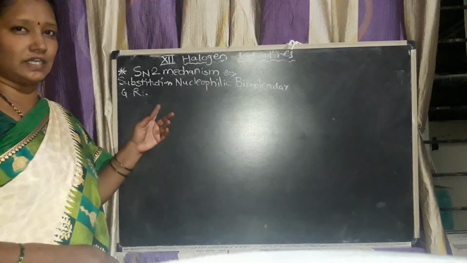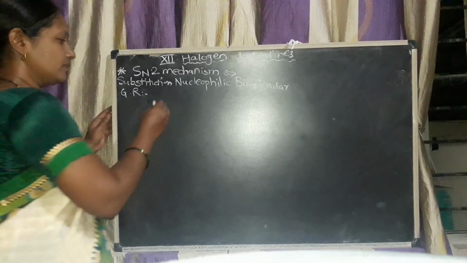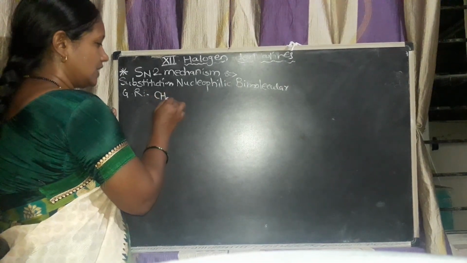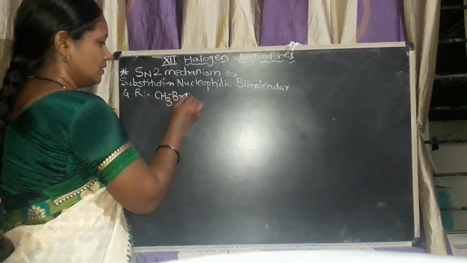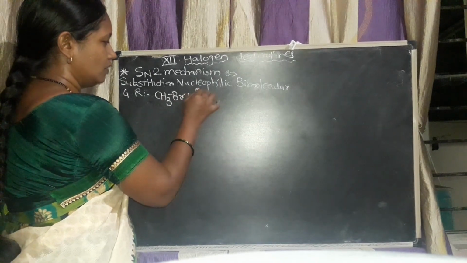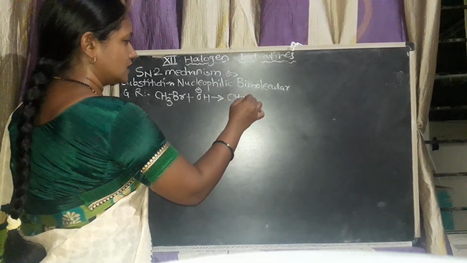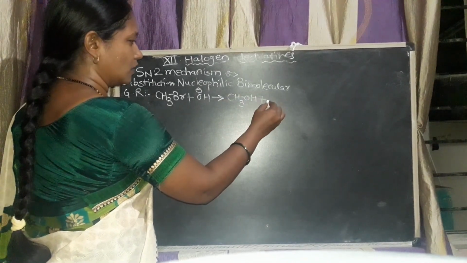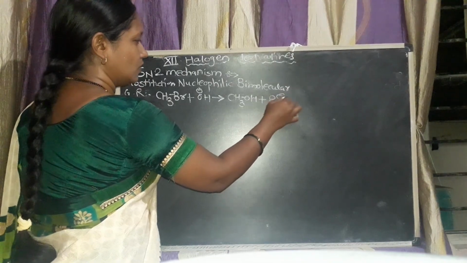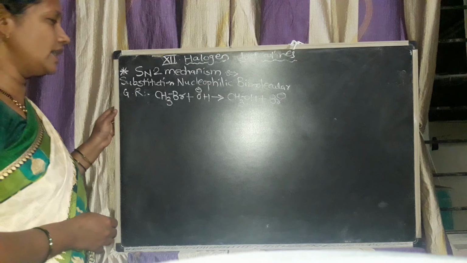This can be represented in the form of the reaction: CH3Br, methyl bromide, plus nucleophile OH minus. Then there is the formation of CH3OH, methyl alcohol, plus the leaving group Br minus. This is the easy general reaction.